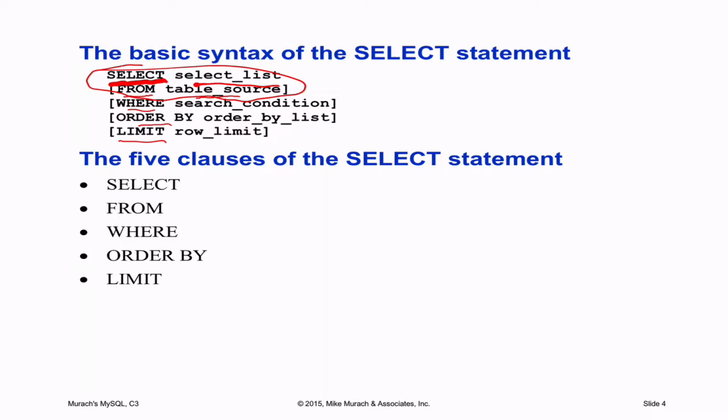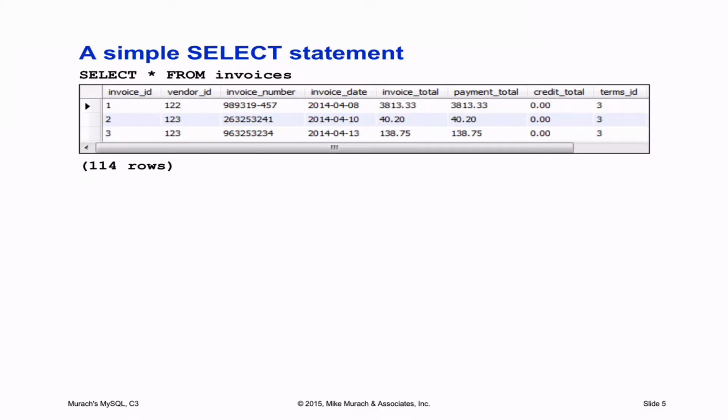So main ones, the 5 main clauses of the select statement, select and from, these are required. Select and from are required, so star those. Now where, order by, and limit, these are all optional. So let's look at some examples.